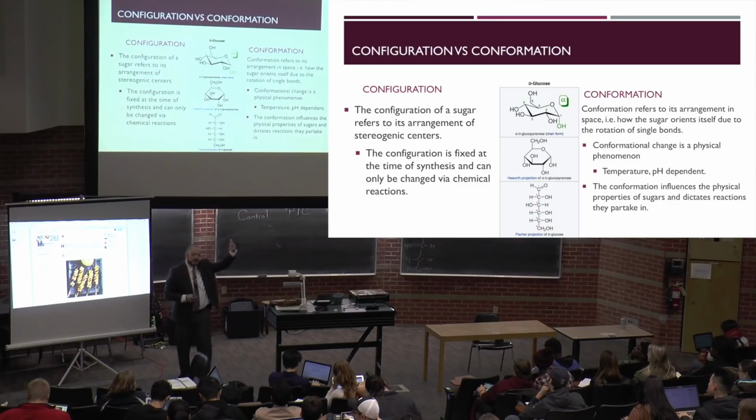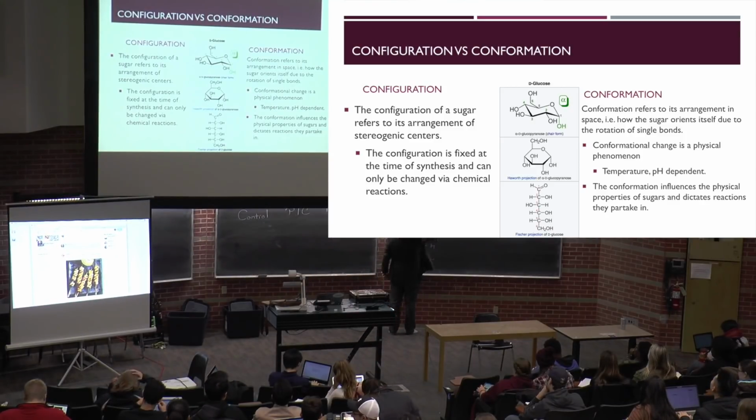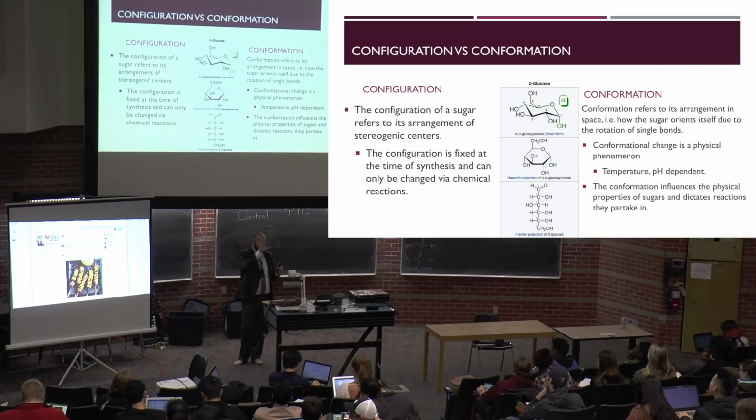Aldose meaning it's at position 1, ketose meaning it's at position 2. So when it's at position 1 and it undergoes cyclization, it forms a 6-carbon ring. When we have a ketose sugar, it forms a 5-carbon ring.